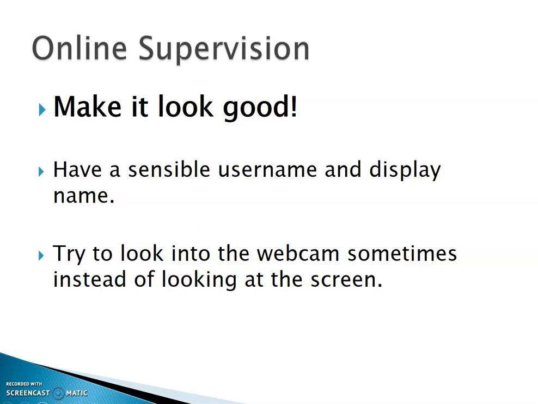And definitely, if at all possible, try and look into the webcam instead of looking at the screen. If you're looking at the screen, to your supervisor, it looks like you're looking at their chin. Whereas if you can look into the webcam, it looks like you're looking at their face or looking in their eyes. So just in terms of faking sincerity, it's a good idea to occasionally look into the webcam.